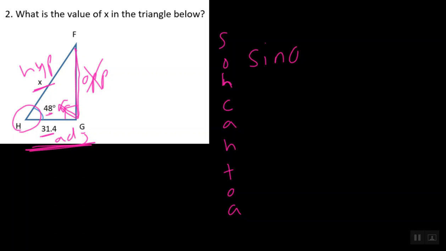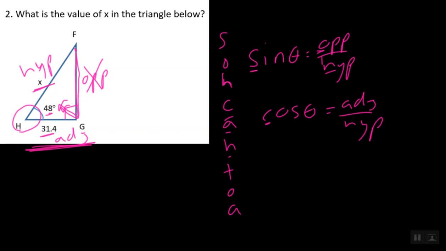Sine theta, there's the S for SOH, is opposite over hypotenuse. So what about CAH? That's cosine theta, there's our C, which is equal to the adjacent over the hypotenuse. And what about TOA? Well, that's tangent theta, which is equal to the opposite over the adjacent.